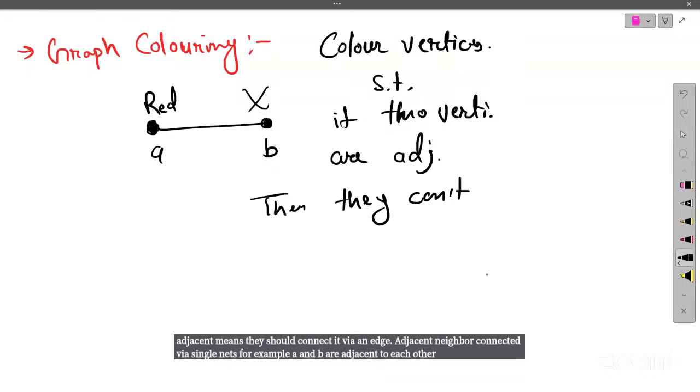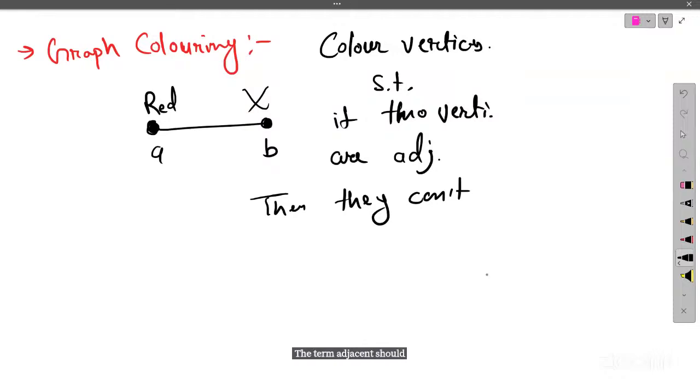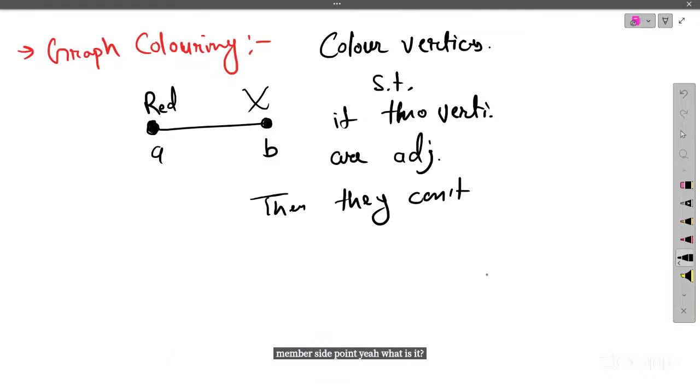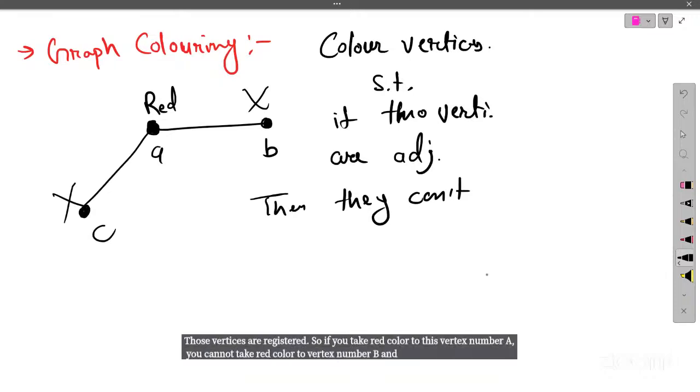Adjacent means neighbors connected by some edge. Both side vertices, yes. Whatever vertices are connected to each other, those vertices are adjacent vertices. So if you give red color to vertex A, you cannot give red color to vertex B and vertex C. This is the restriction we are applying when coloring a graph.